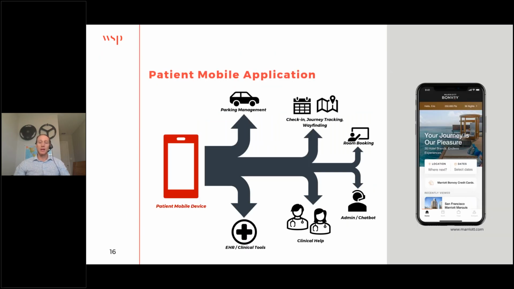What everyone has in their hand is a mobile phone. That mobile phone provides access to a variety of services. So I've used Marriott's app as an example, but really being able to track your appointment, being able to queue for next appointment, being able to understand how long the waiting times are, how to navigate through a facility.